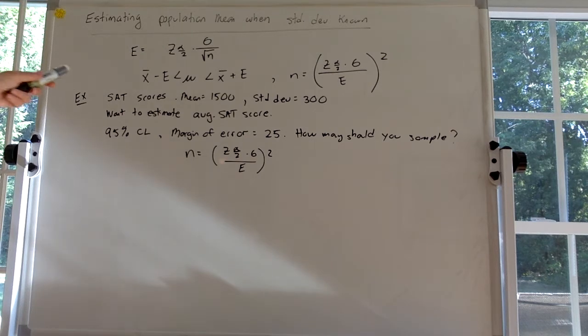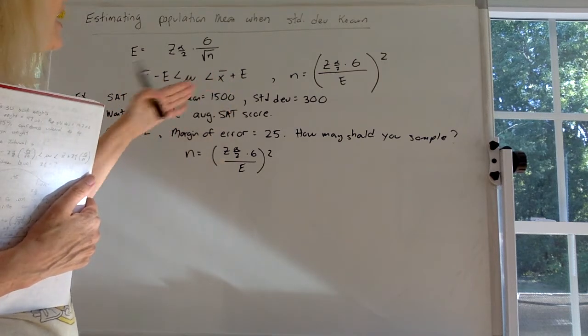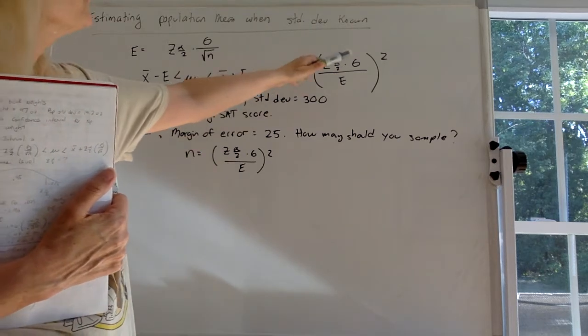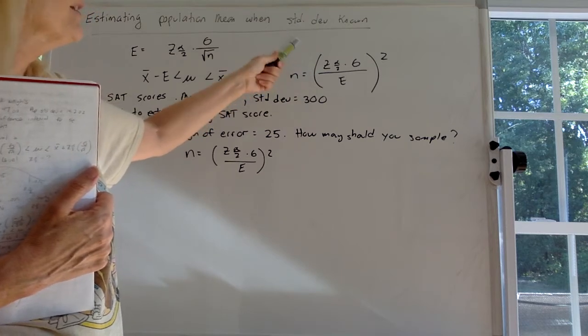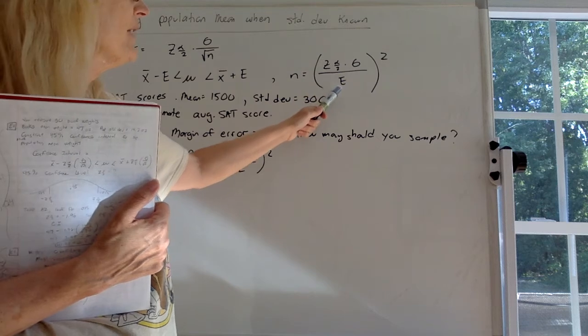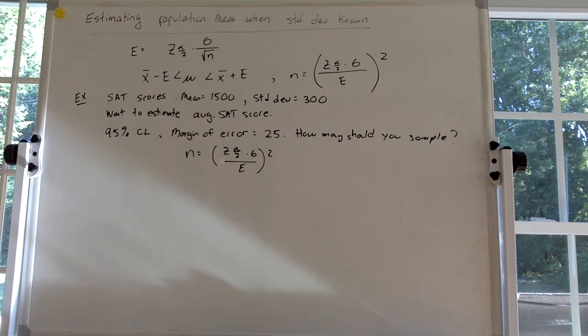You're going to have some problems. They'll ask you for the interval, the range of numbers. Sometimes they're going to ask you how big of a sample should we take. In order to calculate that, you use this formula right here, where you do the z alpha over 2, which is dependent on the confidence level, times the population standard deviation divided by that margin of error, and you square it.